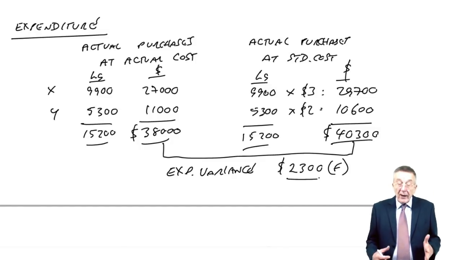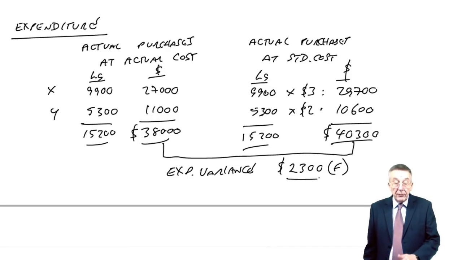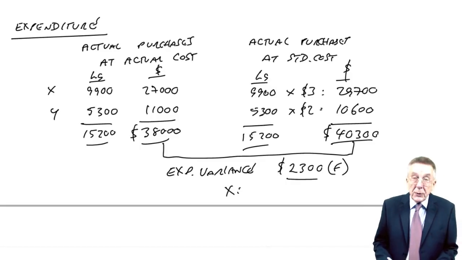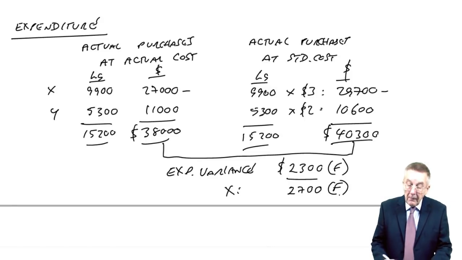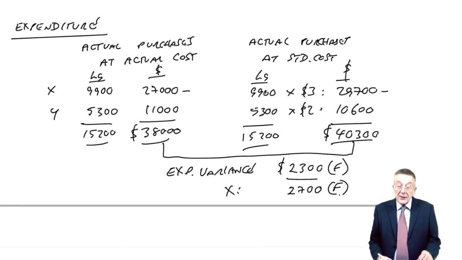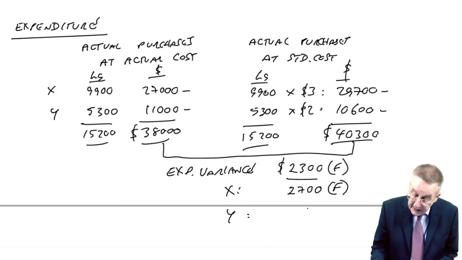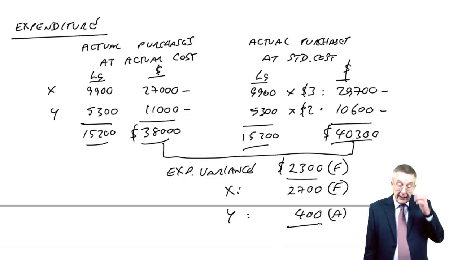Now, normally, the exam would just want the total. However, they could ask you for the analysis of that 2,300. Well, no problem. It's there already. If you look at the figures, as far as X was concerned, we spent 27,000, we should have spent 29,700, we've saved 2,700. As far as Y is concerned, we actually spent 11,000, we should have spent 10,600, we've overspent 400. So don't do that unless it's asked, but the two together, of course, a net 2,300 overall saving.